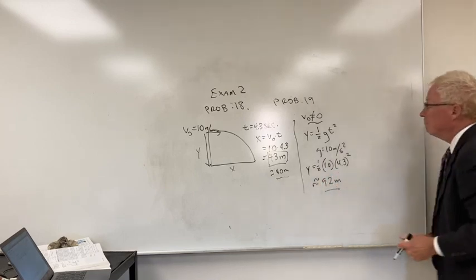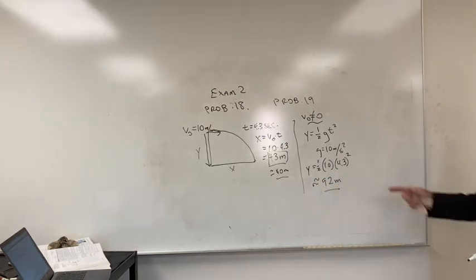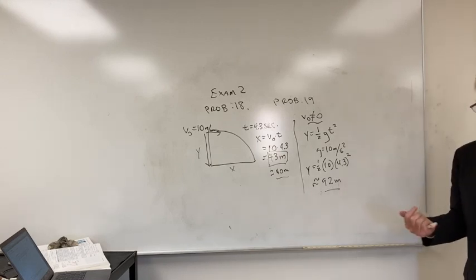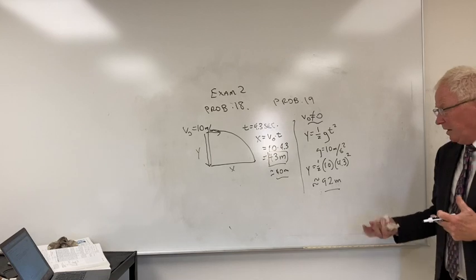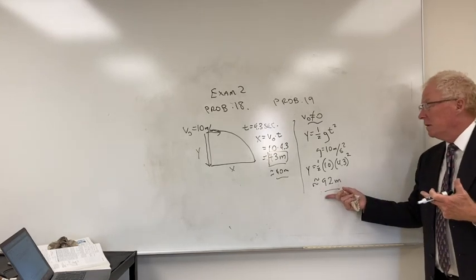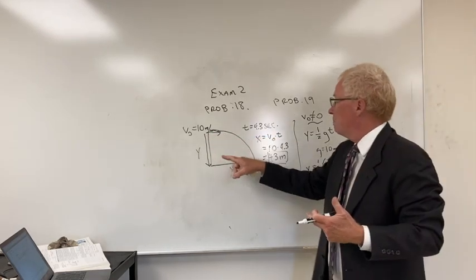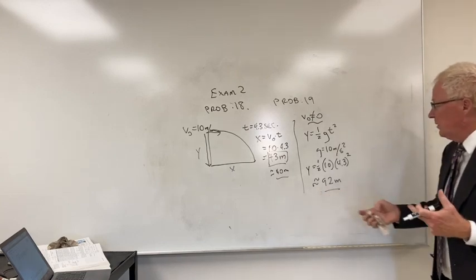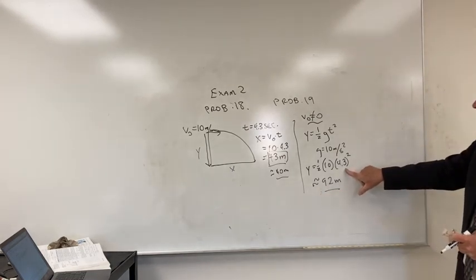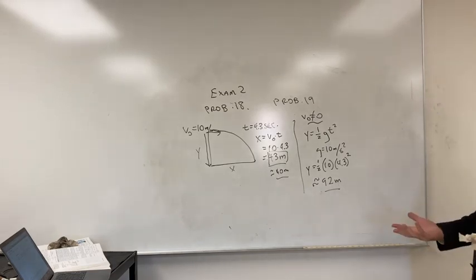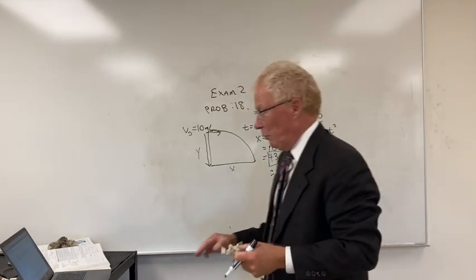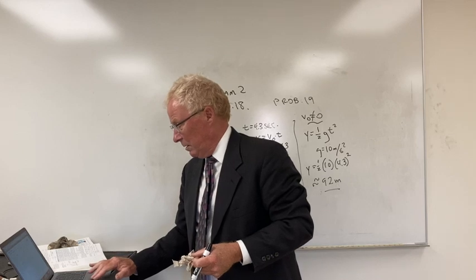meters. If you use 9.8, you get like 90.6 or so. So it's about 92 meters. If you round it, 92 meters would be correct, because this is 4.3 seconds. All right, so that is problem 19. Now it's worth 3 points.